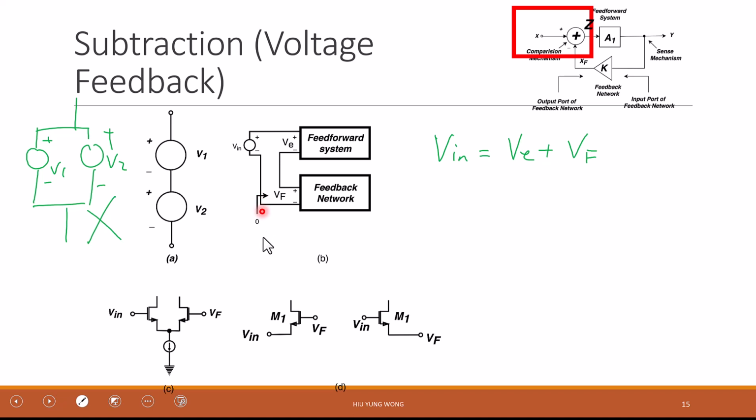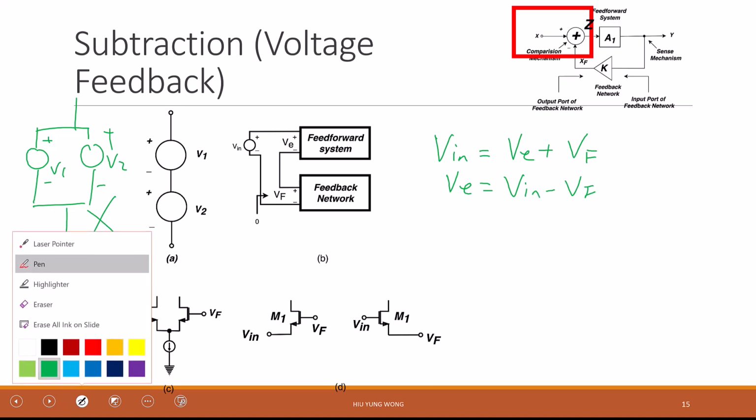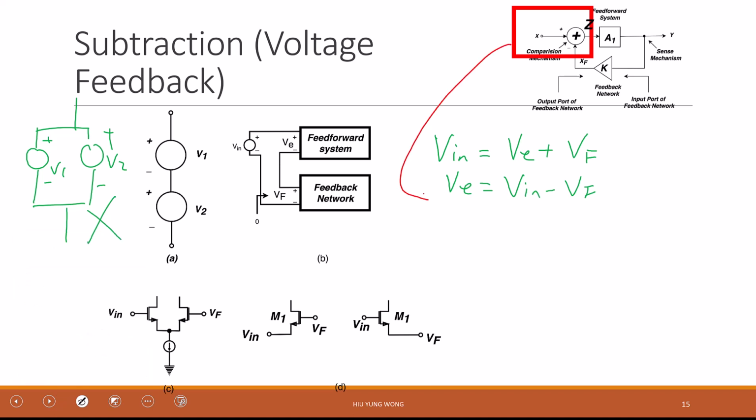Right? Because this is a common point, right? Go up by V in, and this is VF plus VE, right? Is that okay? So what is VE? VE equals V in minus VF. Okay. Now let's compare to this one. VE is Z. V in is X. VF is XF. Okay. That's how we realize the subtraction of voltage.